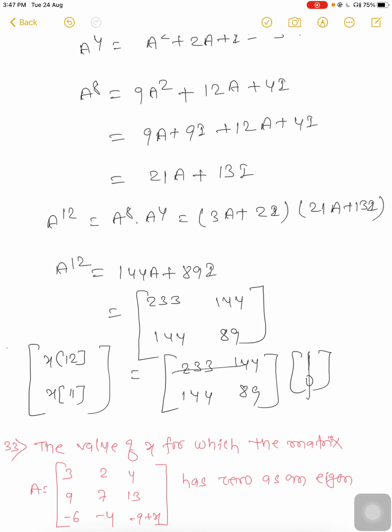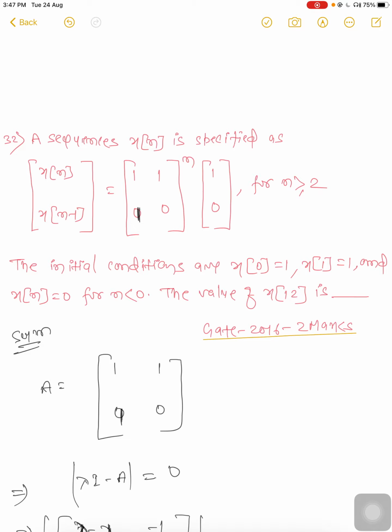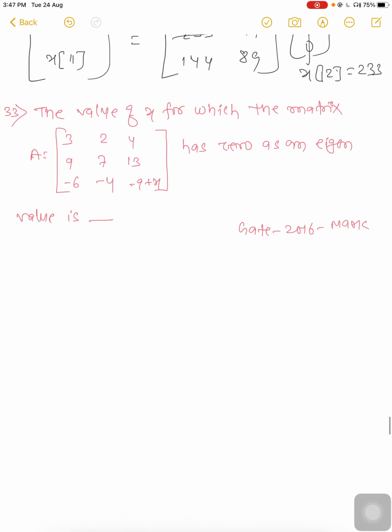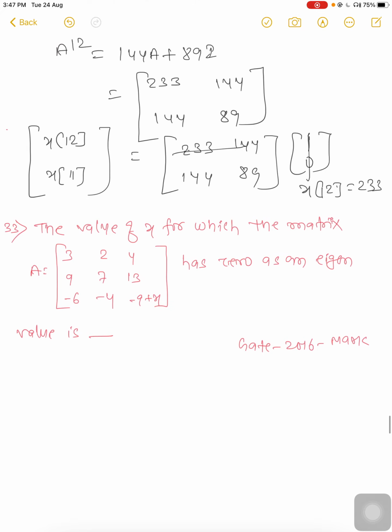For this one, what will happen? This one multiplication this one, then you will get the 233. So x12 will be 233. So answer will be 233. Fill in the blank, put the 233.